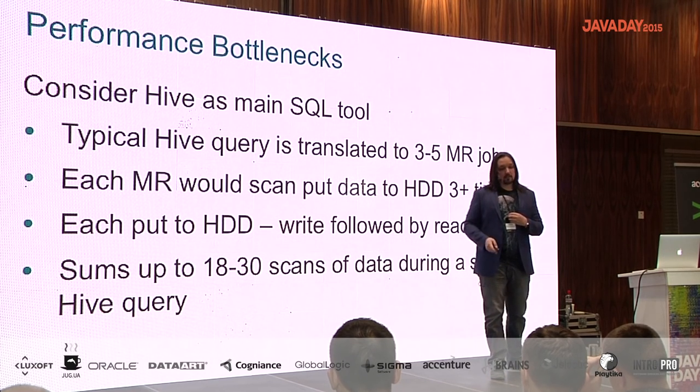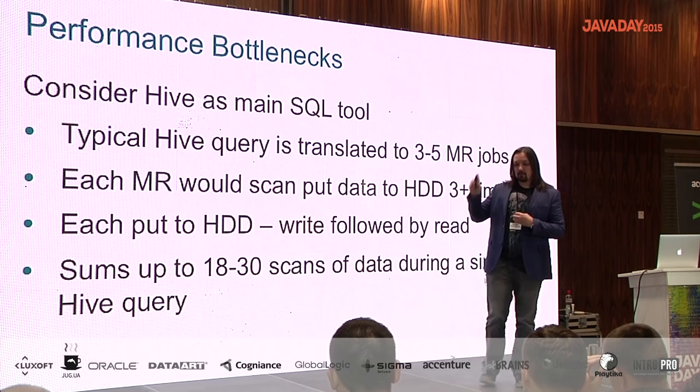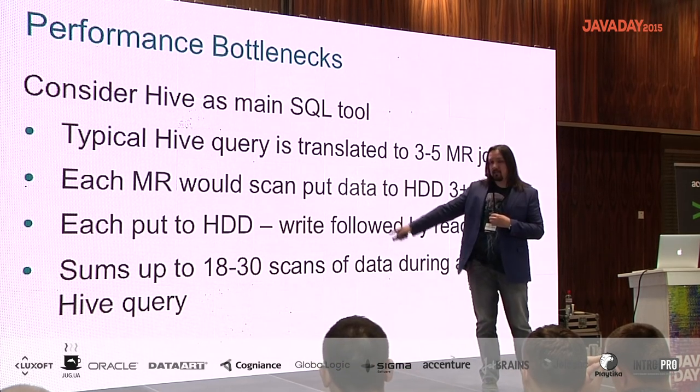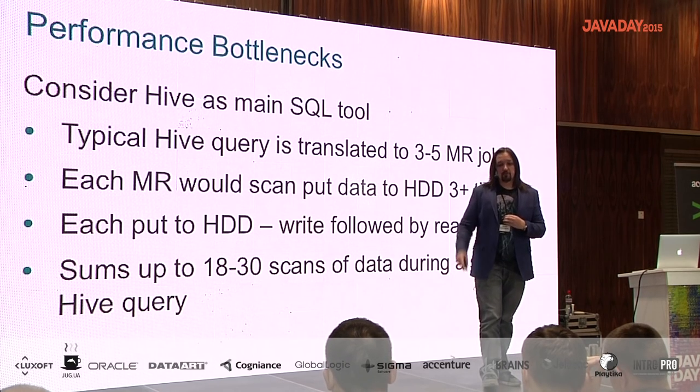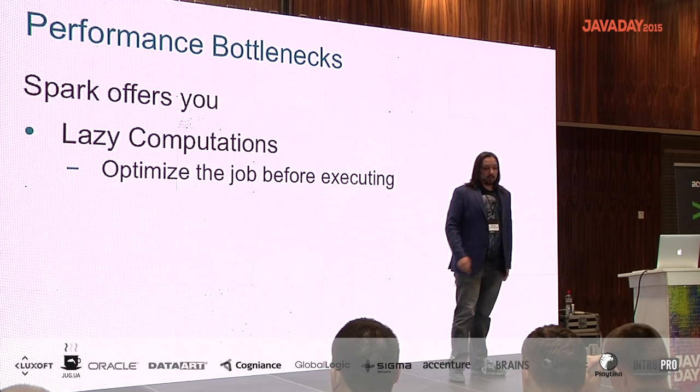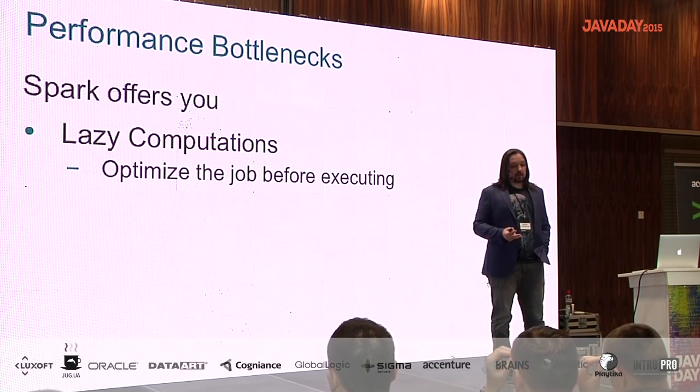Hive has good performance because of the tests, because of Hive on Spark and different optimizations. So this is the worst case, when you use Hive on top of MapReduce, you don't optimize anything, you don't use HDFS cache and so on. But okay, so what does Spark offer you?